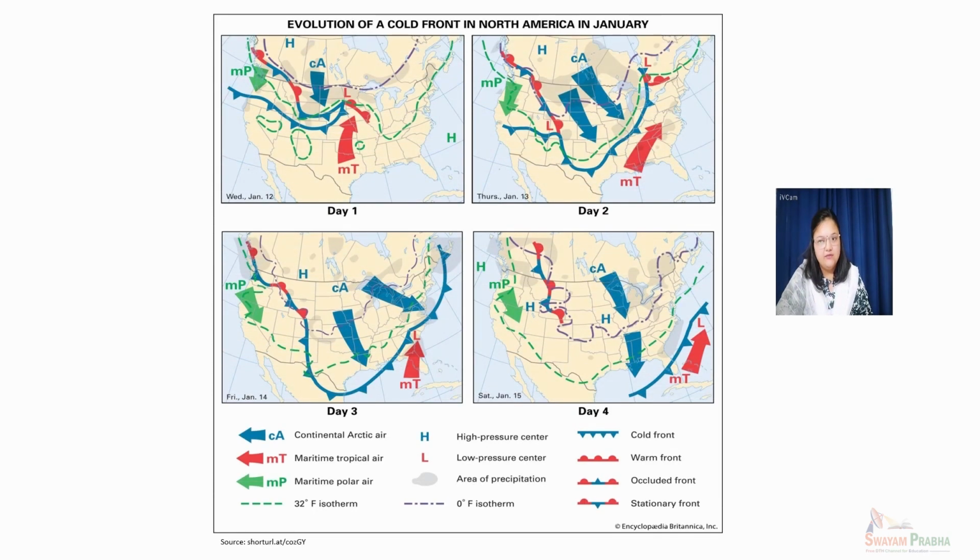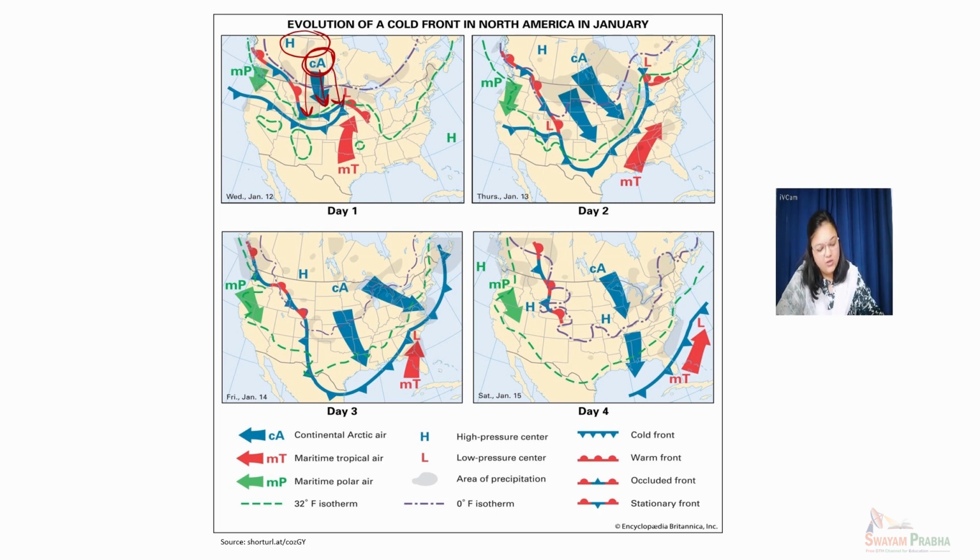So you can see the evolution of the cold front in North America in January, and a very high pressure region exists over central Canada, which leads to the formation of continental Arctic type of air masses, which are very cold and dry air masses originating in continental interiors of Canada. And once they are formed, they move southward and tend to bring cold and chilly conditions to the central Canada region and central USA regions also.